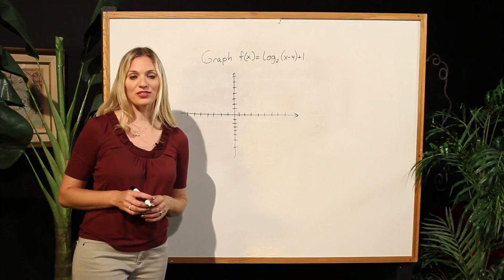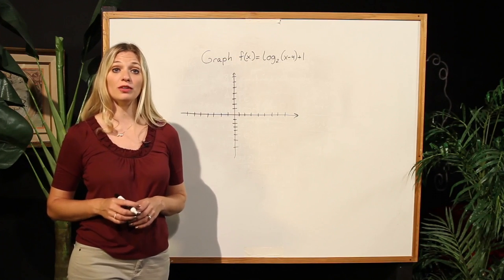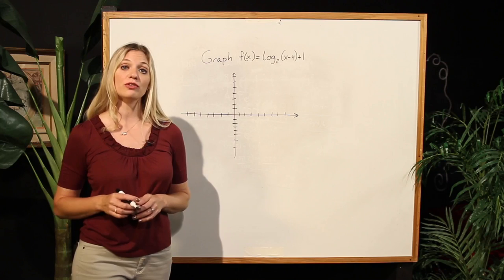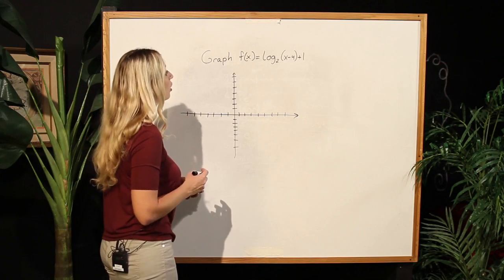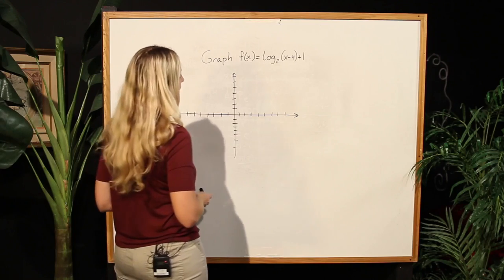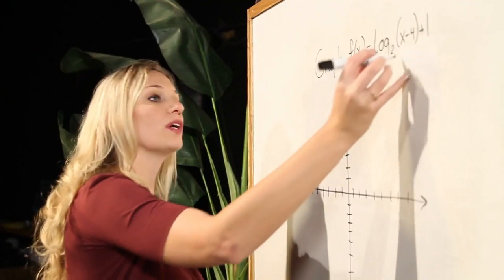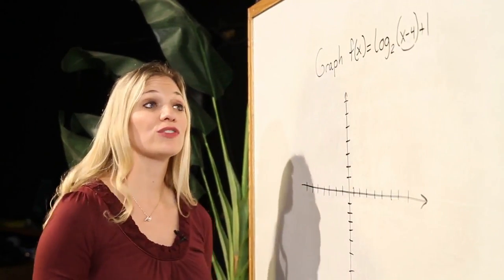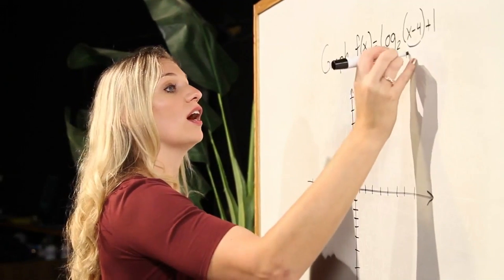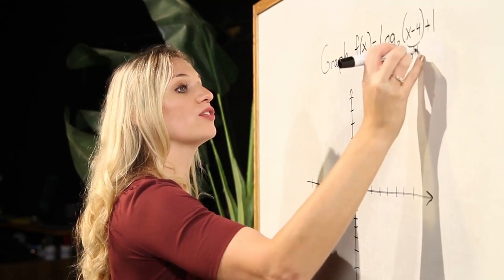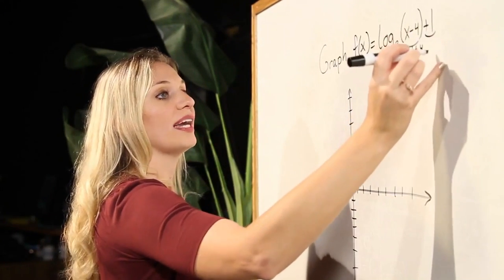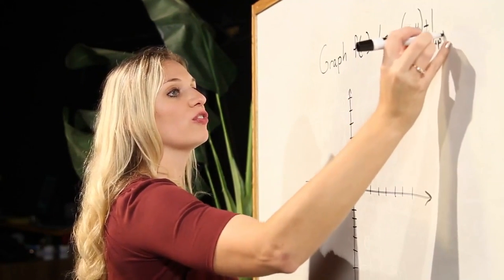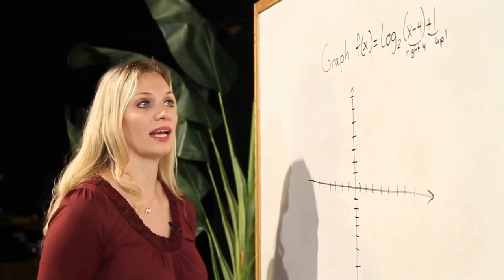In this particular exercise, we are going to graph a logarithmic equation that has some transformations in it. We are going to graph f of x is equal to log base 2 of (x minus 4) plus 1. Recall that since the x minus 4 is in the argument, our graph will shift to the right 4 places. The plus 1 on the outside means our graph will shift upwards 1 place.